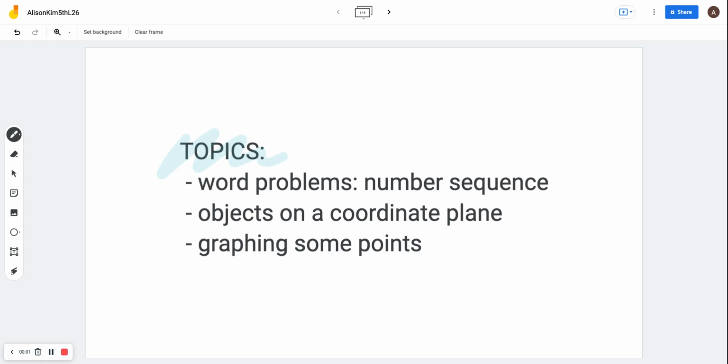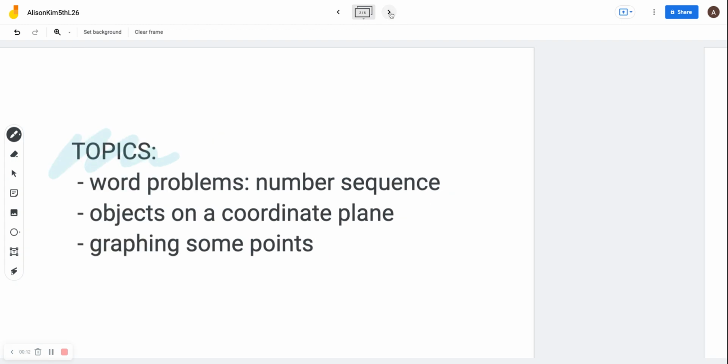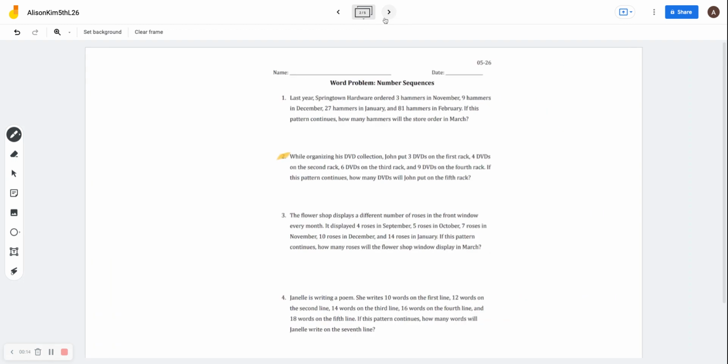Hi, fifth graders. Today's topics are going to be word problems with number sequences, objects on a coordinate plane, and then we're going to get some practice on graphing. So let's start with the word problems.